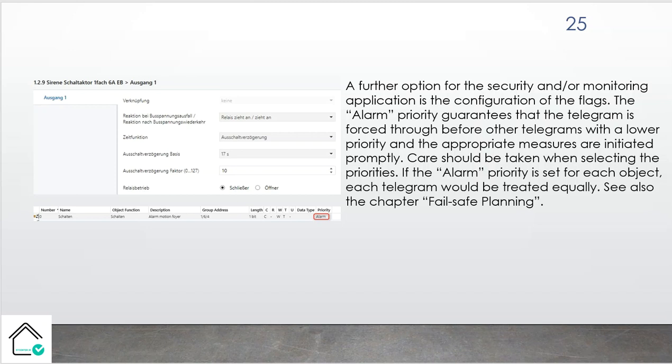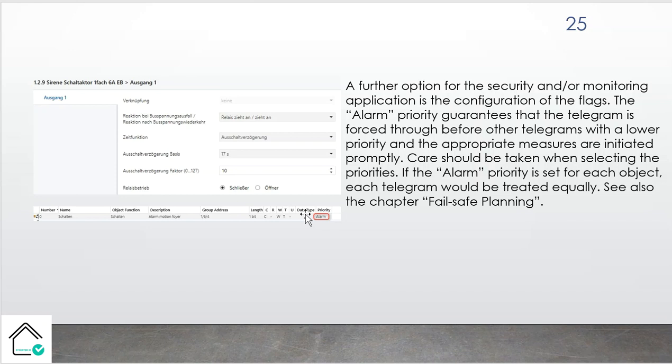A further option for the security and monitoring application is the configuration of the flags. The alarm priority guarantees that the telegram is forced through before other telegrams. So it is possible to increase the priority here for alarm systems. Maybe you need to increase it because you want to have your telegram as soon as possible without any loss of the data.